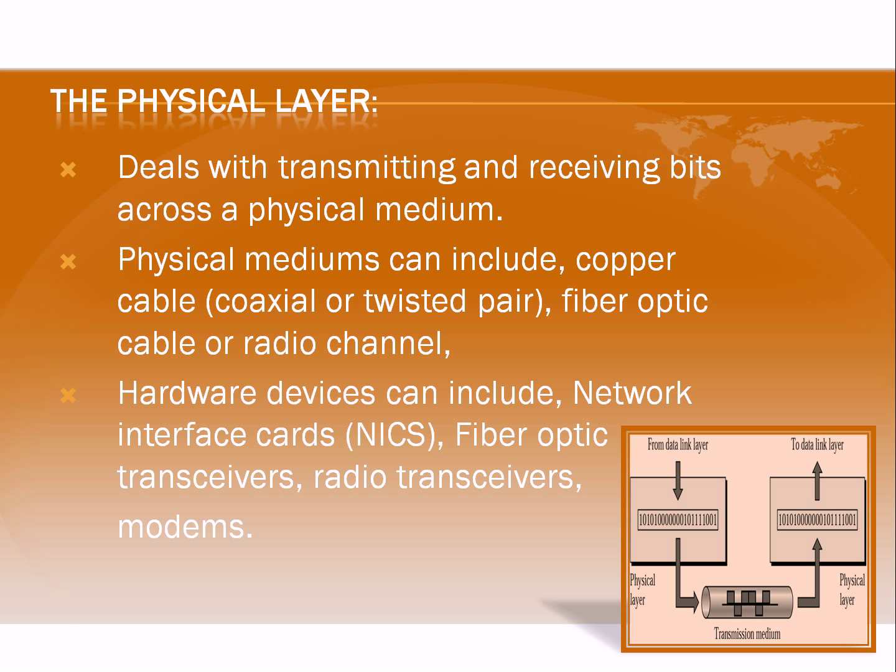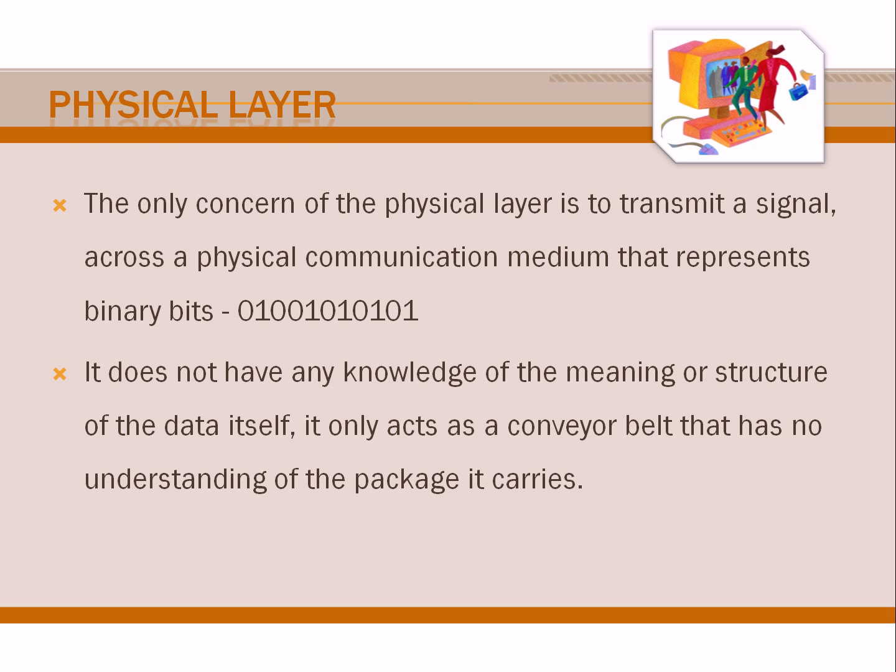Now I will describe the layers and their responsibilities. The physical layer. This layer determines and deals with transmitting and receiving bits across a physical medium. Physical mediums can include copper cable, coaxial or twisted pair, fiber optic cable, or radio channel. Hardware devices can include network interface cards, fiber optic transceivers, radio transceivers, and modems.